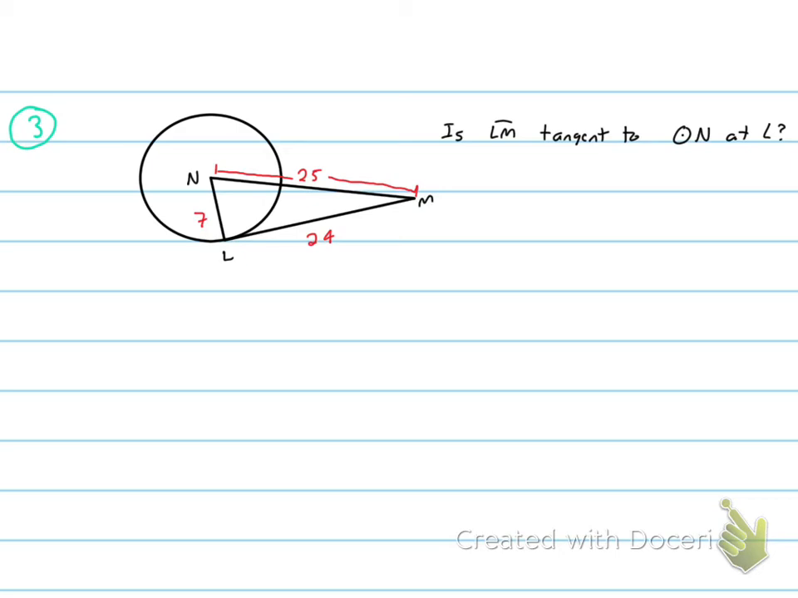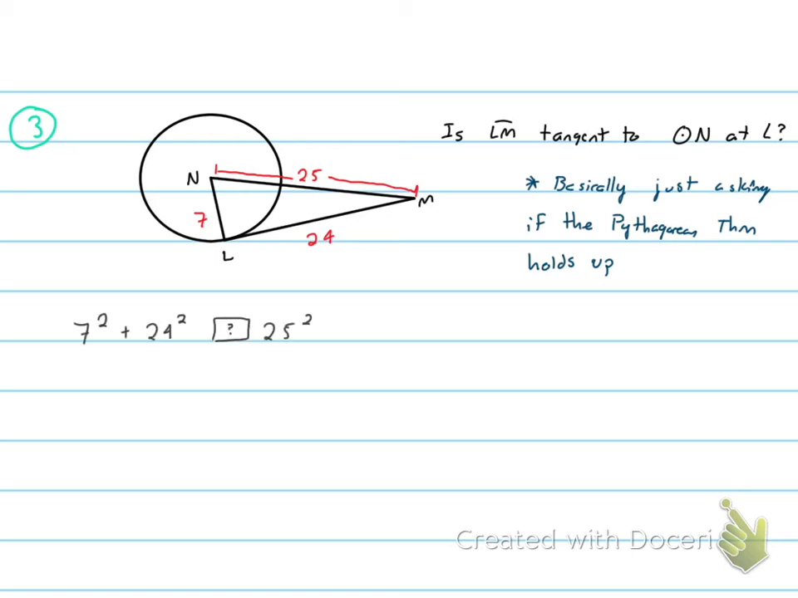So basically what I'm being asked to find here is, does the Pythagorean theorem hold up in this triangle that I see? If the Pythagorean theorem holds up, then I know that that's got to be a right angle for angle L, and then I'd be good to go. So I'm going to check to see, does 7 squared plus 24 squared equal 25 squared? They do, so I'm good to go.